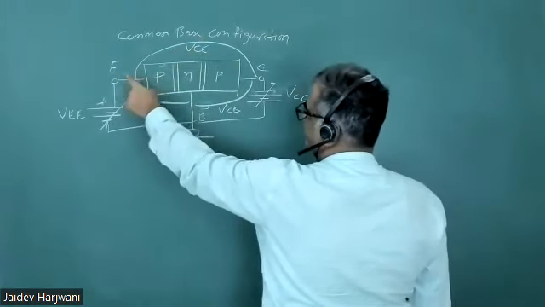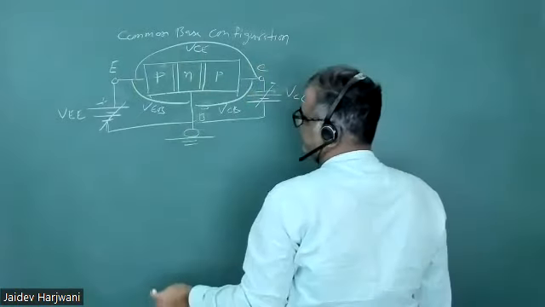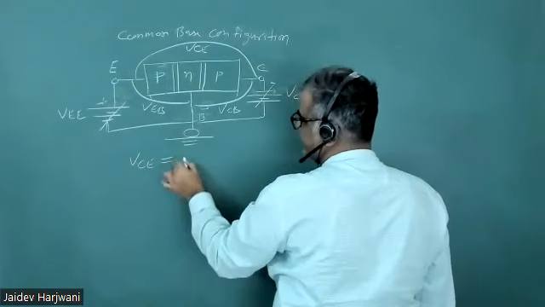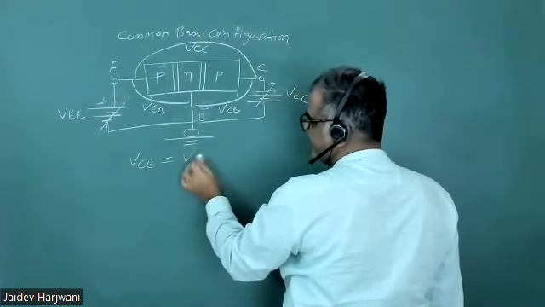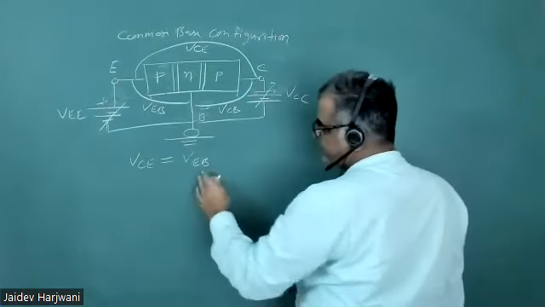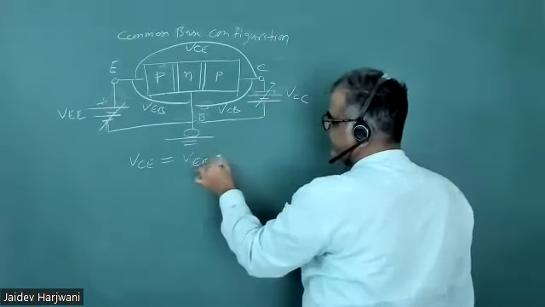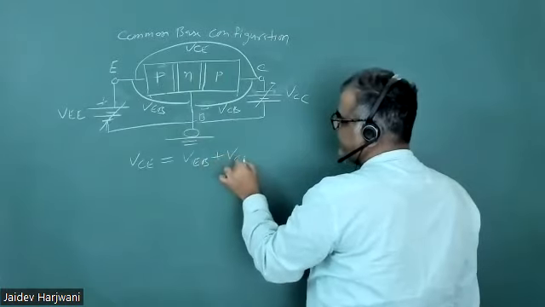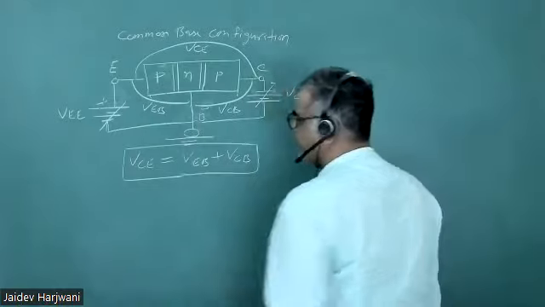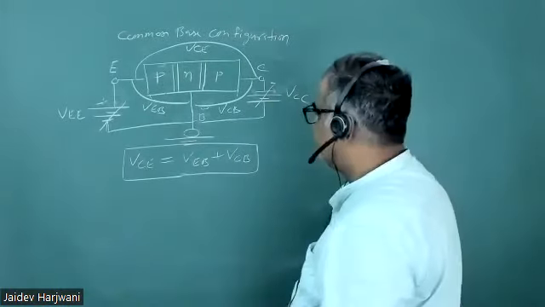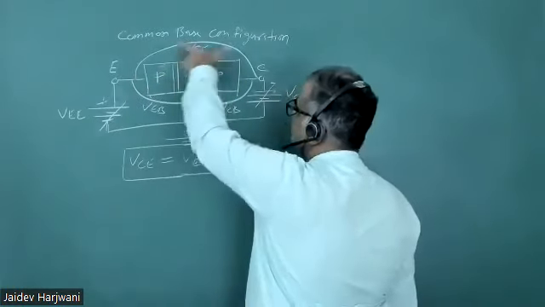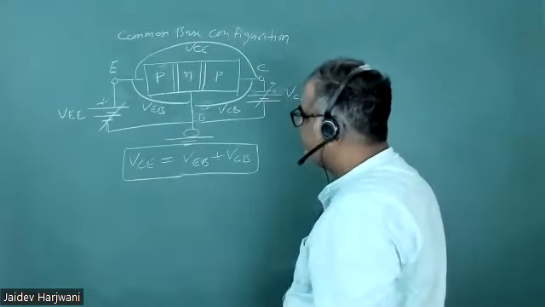VCE is the voltage between emitter and collector, and if you see it in the circuit, VCE is equal to VEB in PNP, and in NPN it will be VBE, plus VCB. So this is a very important relation. You have to remember this relation. We'll talk about this. So VEB plus VCB is equal to VCE. This is the common base configuration.